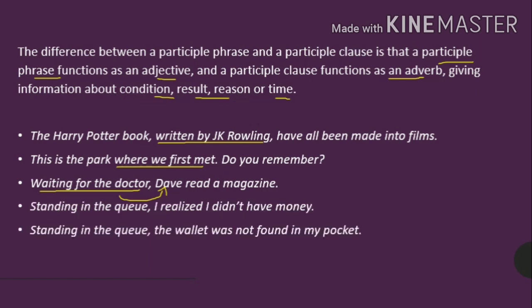Now you have two more sentences. Just look at this. Standing in the queue, I realized I didn't have money. Now again, this is a participle phrase which begins with the participle ing form of the verb. While I was standing in the queue, I realized I didn't have money. So it again modifies the subject I.